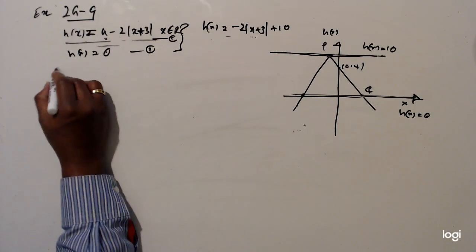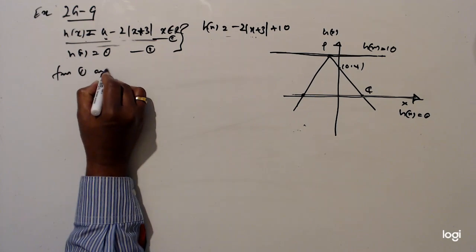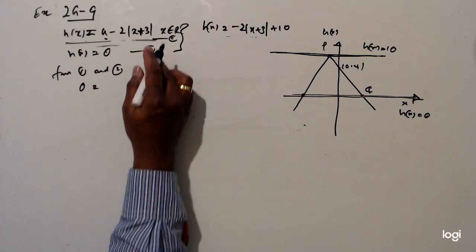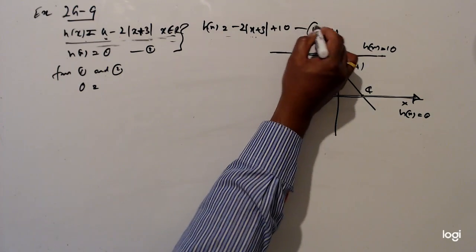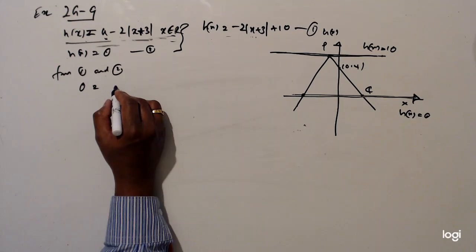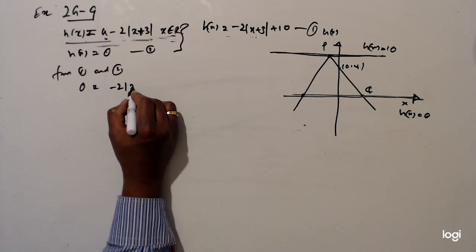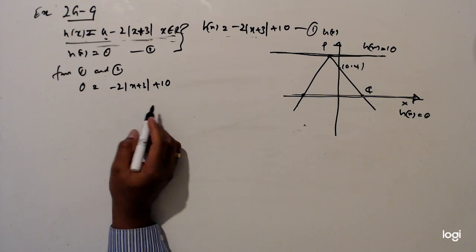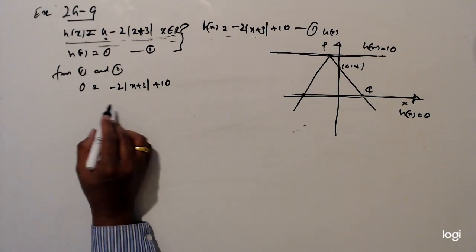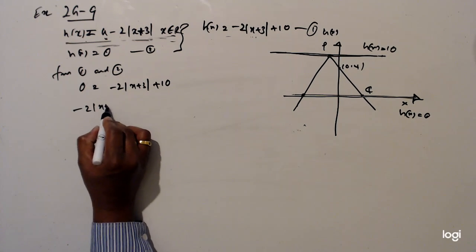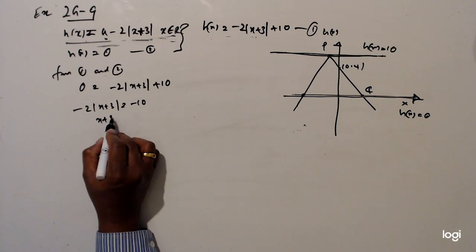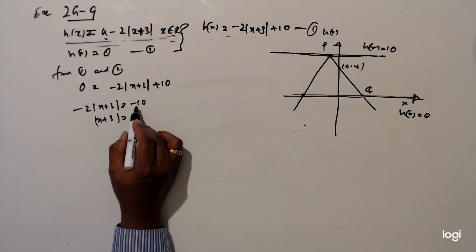From 1 and 2, 0 equals, okay, this is 1, minus 2 times |x plus 3| plus 10. So we'll bring it to the other side. So minus 2 |x plus 3| equals minus 10. So |x plus 3| equals positive 5.